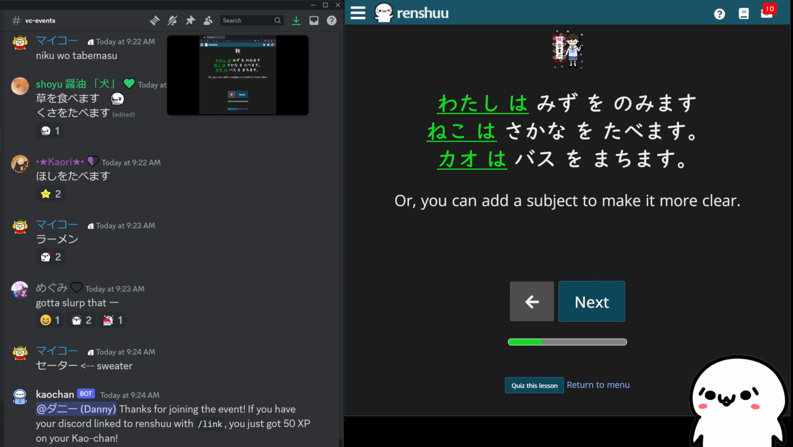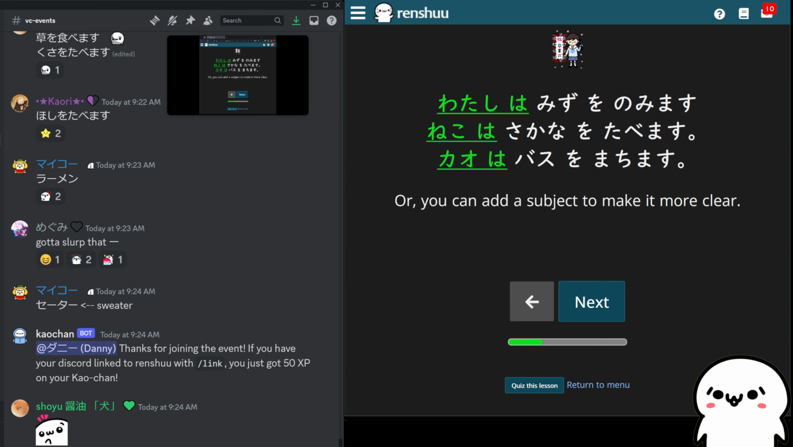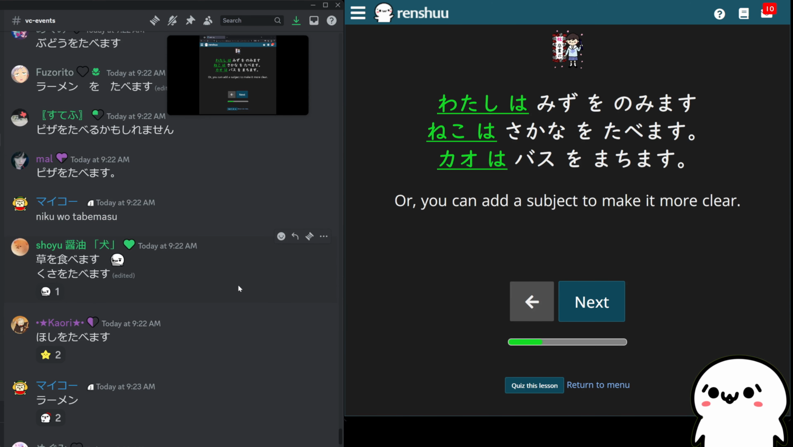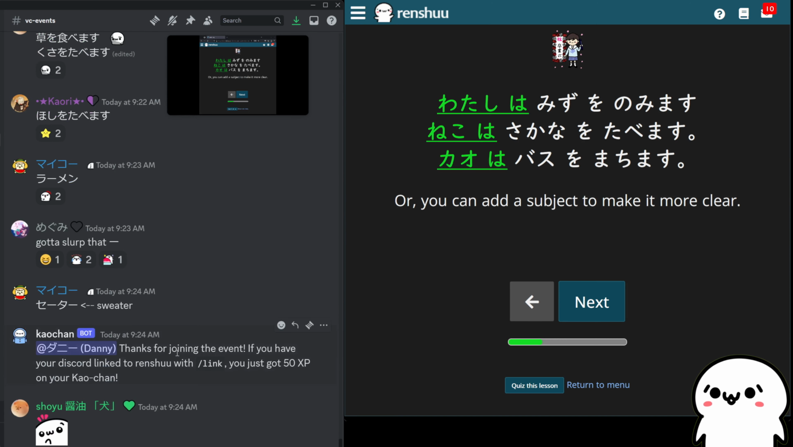So if you're ever coming up on a katakana word that's got those dashes on it, try and visualize the word and say, oh, it's got that dash because of the noodles or because of the long sleeves or whatever it is. And hopefully that'll help you. Okay, so I'm jumping back. Shoyu's going through rough times and eating grass. Someone's having pizza. Yum, yum. And then Kaori is eating a star. Great.